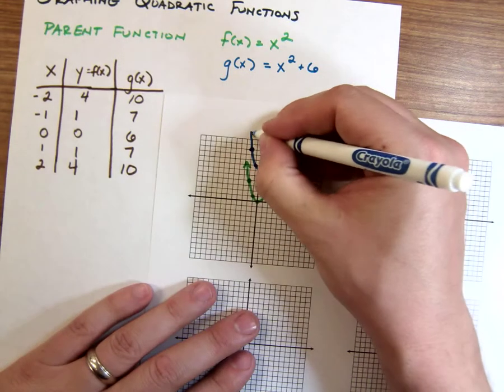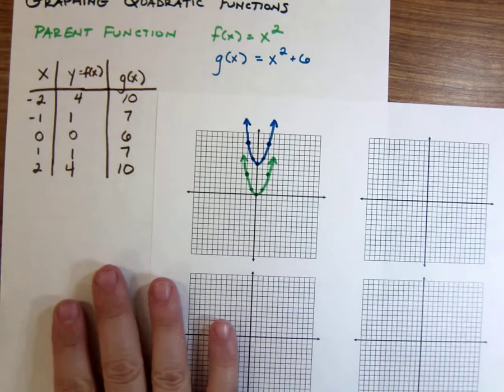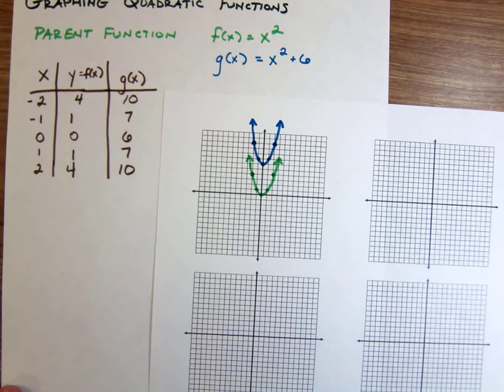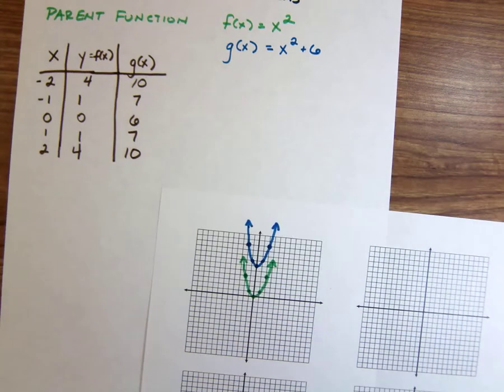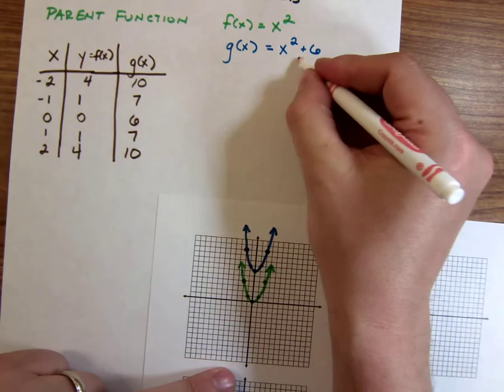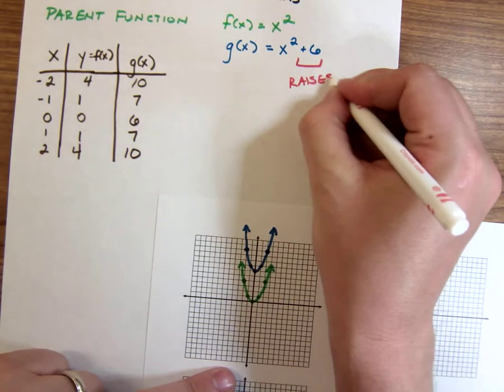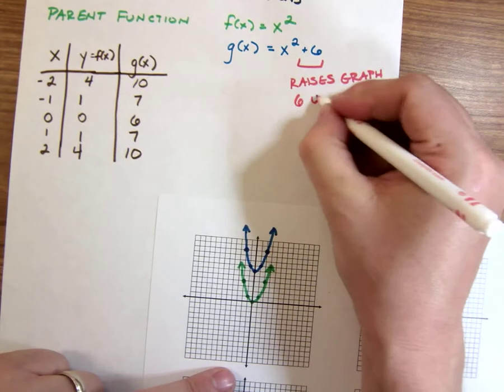What's different about it? It's higher. How much higher is it? How much higher is the second graph than the first graph? 6. It's 6 higher. So adding 6 onto the end of the function does what? It raises it 6 units. That right there raises the graph 6 units.